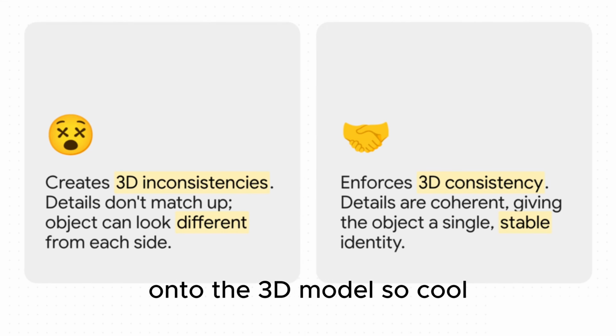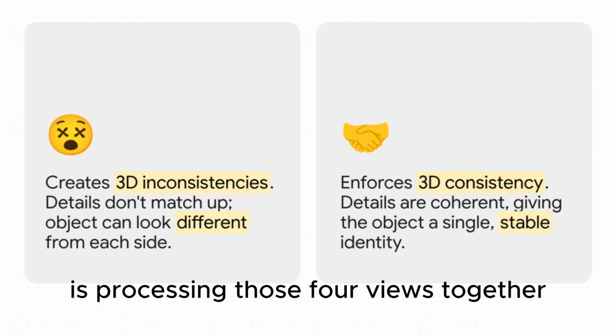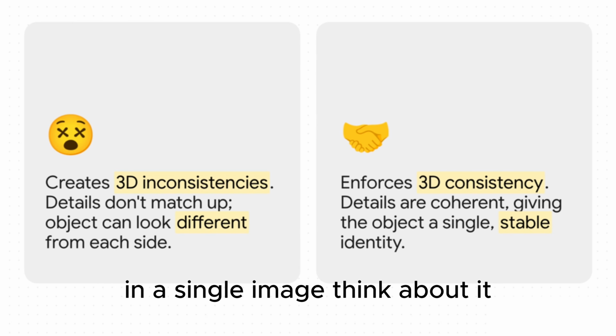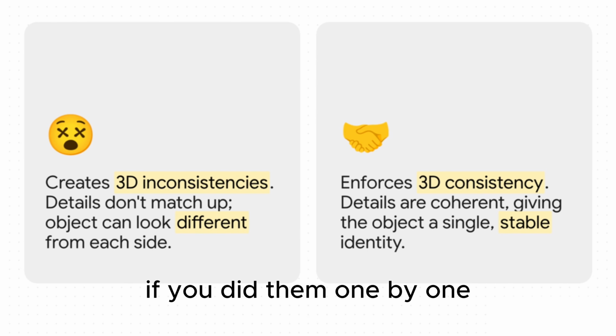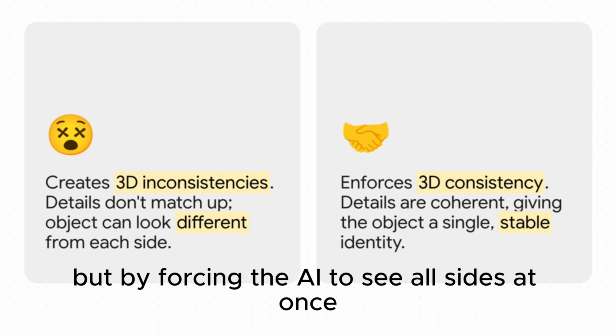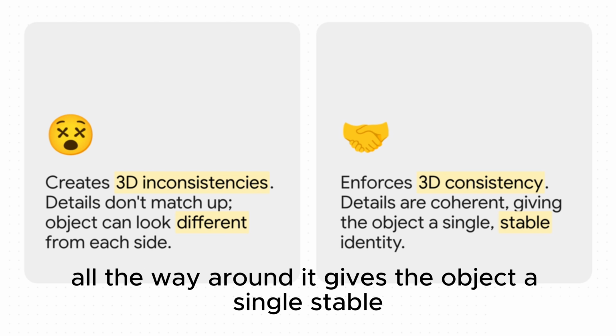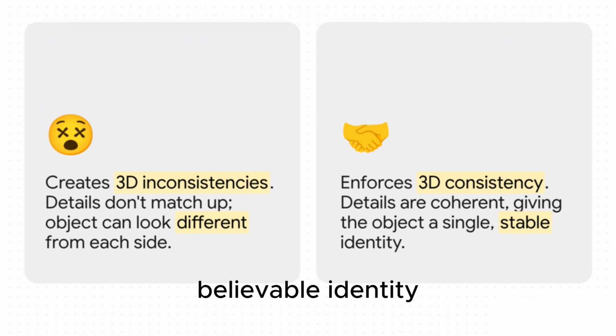So cool. You know, the real genius of this whole approach is processing those 4 views together in a single image. Think about it. If you did them one by one, the AI might add a detail on the front that doesn't exist on the back. But by forcing the AI to see all sides at once, it has to create a texture that's consistent all the way around. It gives the object a single, stable, believable identity.